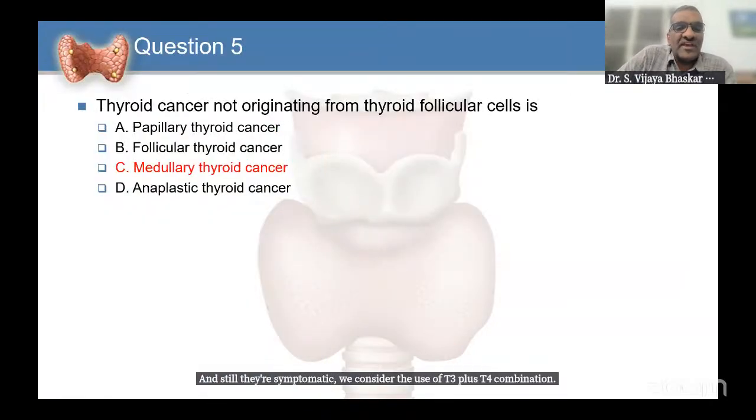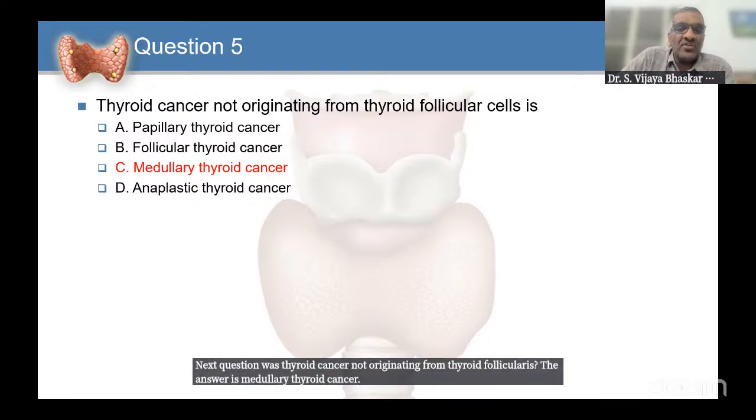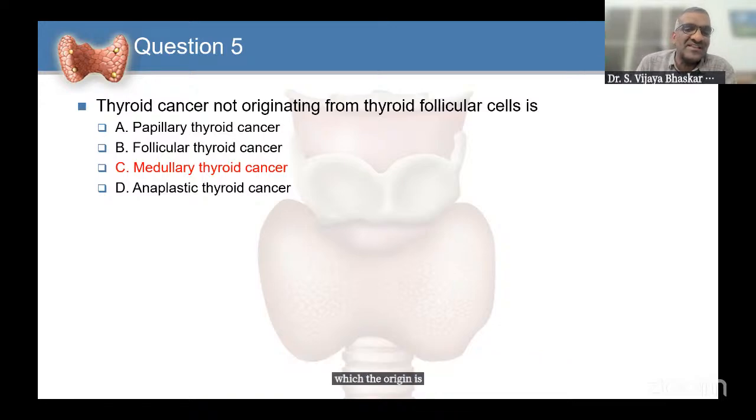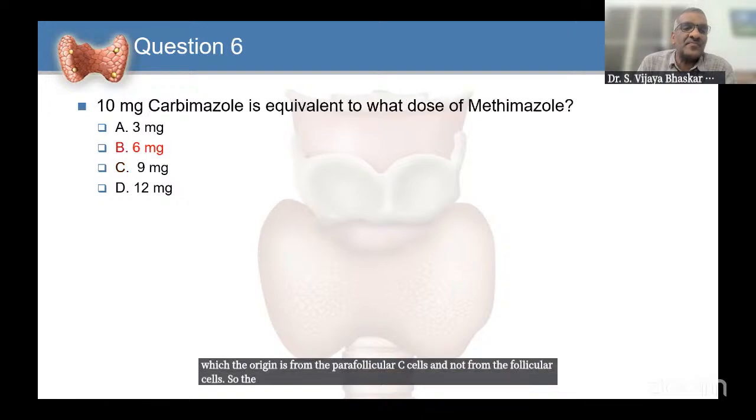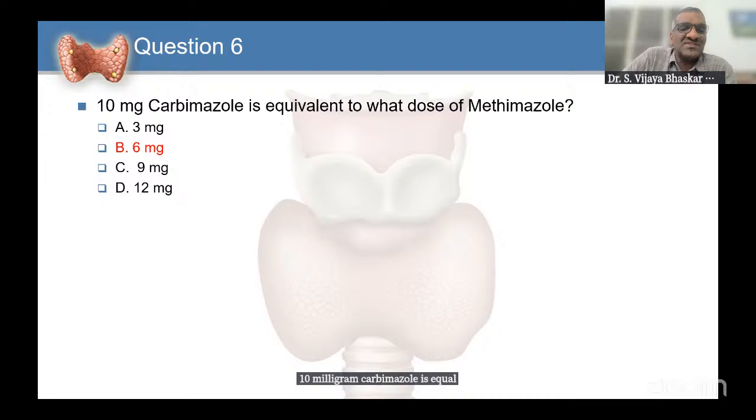Next question was thyroid cancer not originating from thyroid follicular cells. The answer is medullary thyroid cancer, which originates from the parafollicular C cells and not from the follicular cells. So the answer is medullary thyroid cancer. 10 milligram carbimazole is equal to what dose of methimazole was the sixth question.